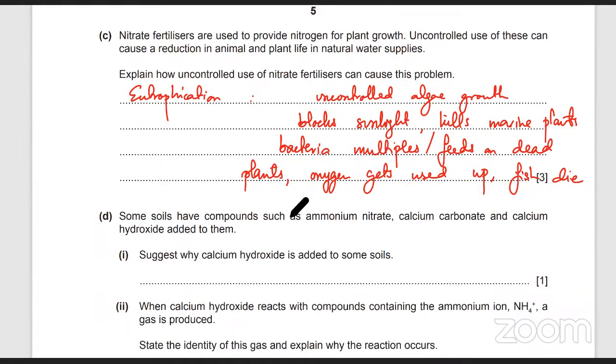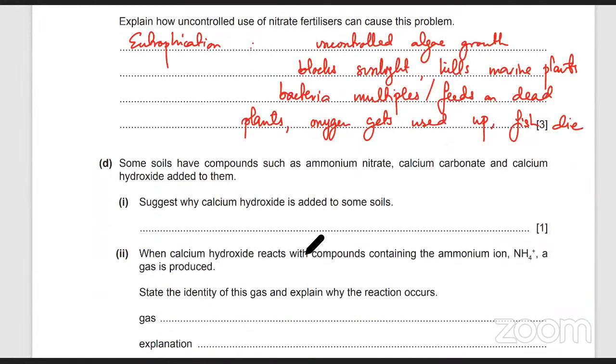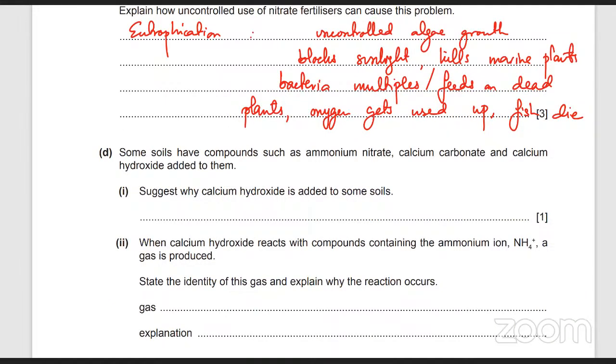Next part, suggest why. Remember this is mostly nitrogen and sulfur, O-level inorganic. Why do you add calcium hydroxide to some soils? In order to neutralize acidic soils, or increase the pH.